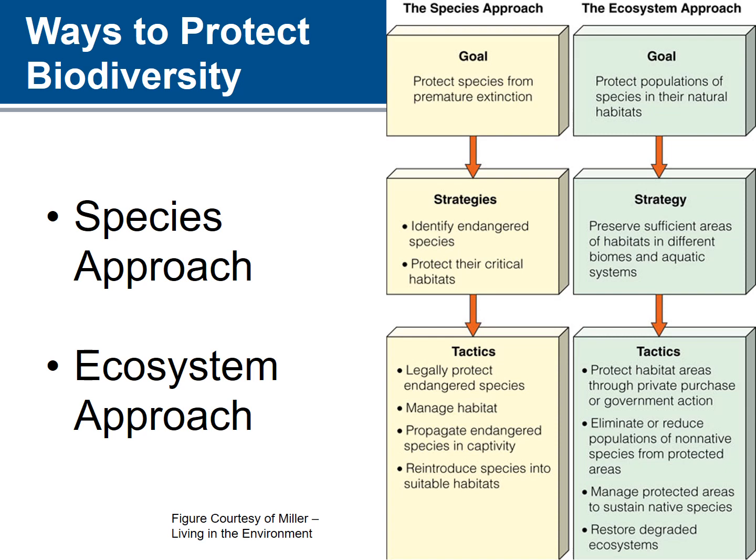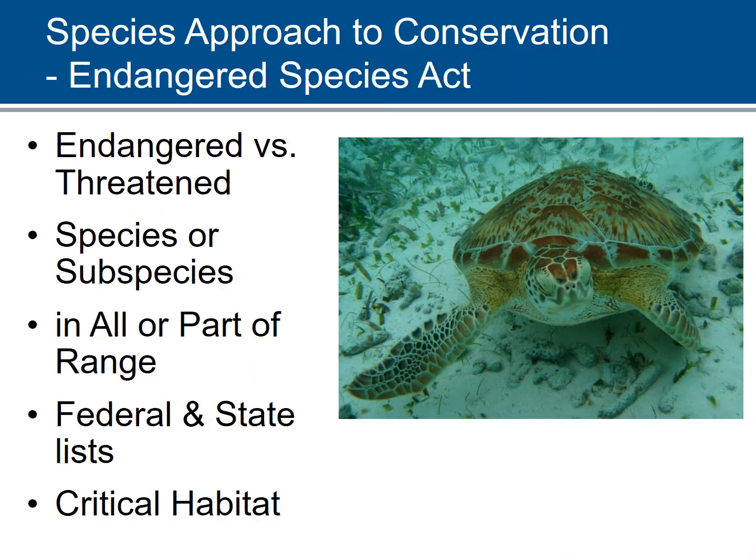And if you save enough areas of different habitats in different biomes, different aquatic systems, protect them through private purchase, government action, you want to manage them well. Eliminate invasive species, manage the areas to sustain native species, and restore degraded habitats, then you can help to save the ecosystem. So the focus for that is on the ecosystem versus a species by species approach. Both are important, both are valuable, but I just want you to focus on how they are managing these different habitats. And in reality, we have to do a little bit of both.